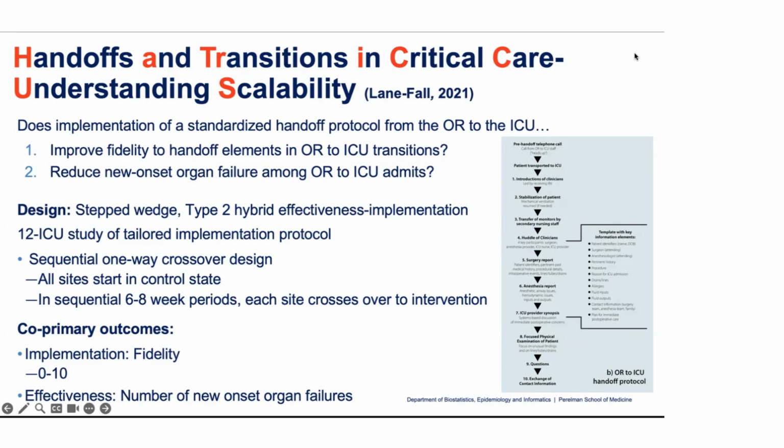The co-primary outcomes in HATRICK-US are implementation, so fidelity to the protocol, which has these 10 components that the teams involved in handoffs are supposed to conduct. And so these include introductions, stabilization of the patient, huddle of clinicians, anesthesia reporting, exchange of contact information, and several others. And then the effectiveness outcome is the number of new onset organ failures.